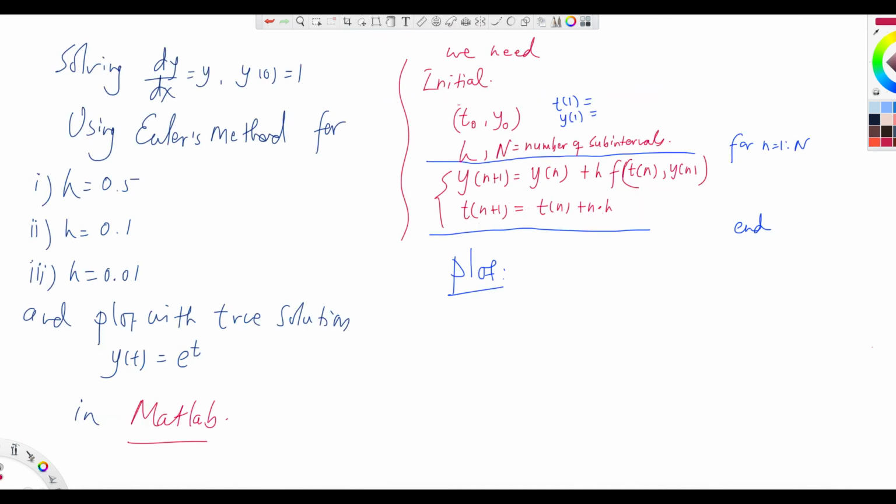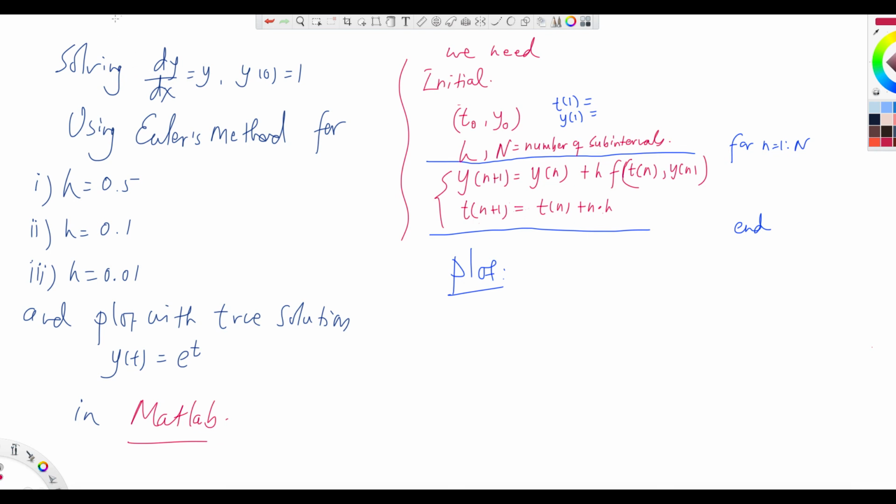Okay, let us see an example, the same example that we just did, and then see, for different values of h, the step size, how the approximation of the solution changes. Okay, how close it will be to the true solution.